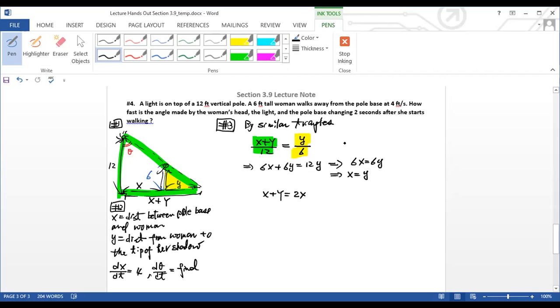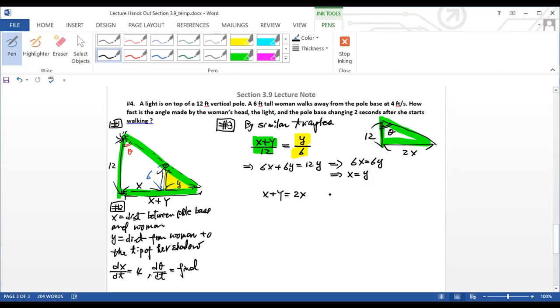Now let me transfer this green triangle to here. Be careful, this is the green triangle we just solved, right? In here, this is x plus y, so this is 2x. And this here is 12, and this is our angle theta.